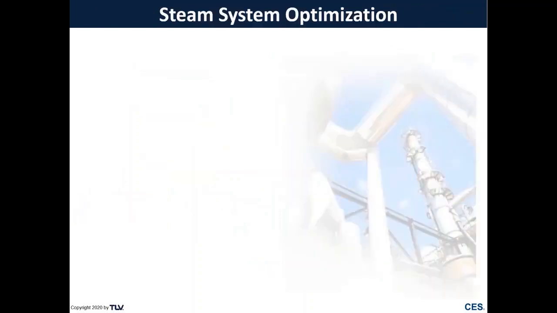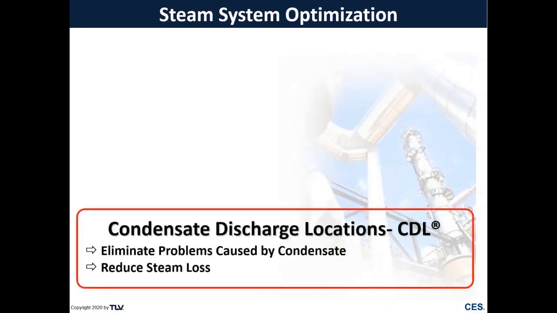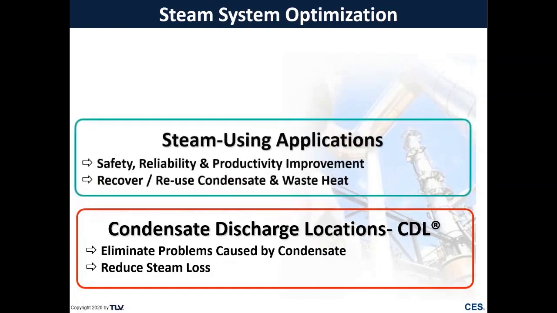So if we look at steam system optimization, there's really three different phases of steam system optimization. The first is going to be managing and optimizing our condensate discharge locations, or as we like to call them, our CDLs. Optimizing these will help us eliminate any problems that are caused by backing condensate up in our system, creating problems like water hammer or decreased production. Also reducing steam loss through leaking steam traps or open bypasses, which is a large energy waste.